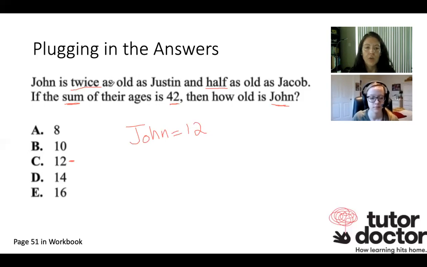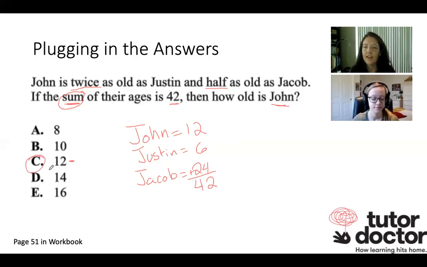So it says John is twice as old as Justin. So if John is 12, then Justin is 6. Okay, and John is half as old as Jacob. So if John is 12, then Jacob is 24. The question again says sum, which means I add them all together. So you have a calculator, you can do that. 12 plus 6 plus 24 is 42. So that just so happens to be our correct answer. I didn't have to write an equation, I just used that as my answer.